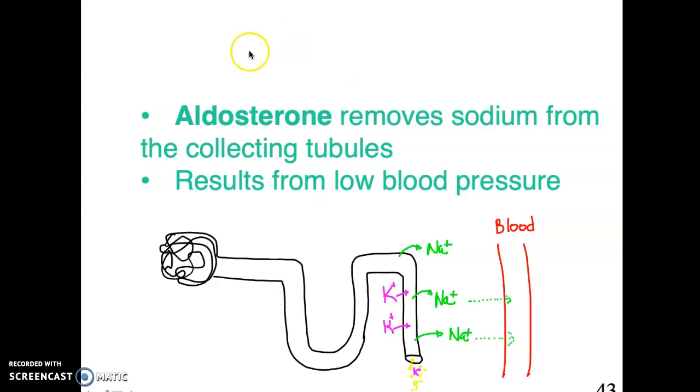So let's look at my drawing here. Aldosterone removes sodium from the collecting tubule. Okay, so I've drawn my little collecting tubule and sodium. I've taken the sodium back. It resulted from low blood pressure. And then what happens? That sodium is going to migrate back into the blood again.